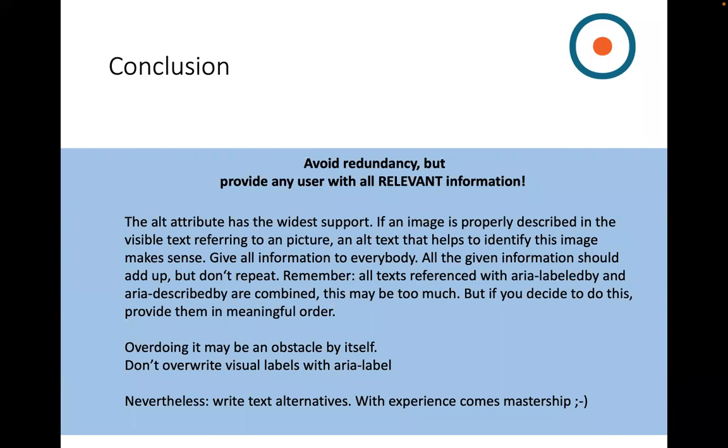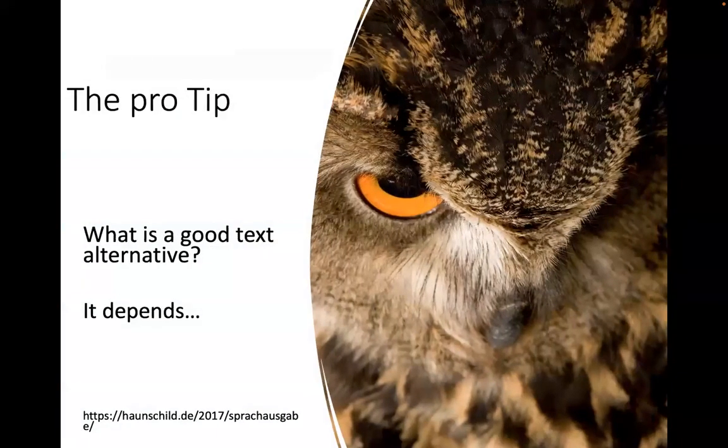Make it short, but give all information, and yeah, make it maybe even a little bit interesting. But write text alternatives, and even if you're not satisfied with your own writing in the beginning, with experience comes mastership. Please go on doing this. This is very important for many people. Yeah, so what is a good text alternative? Every professional is always saying it depends. I hope this was a little bit helpful and you have some more ideas about how technically you can provide text alternatives and what you as an author should think about.